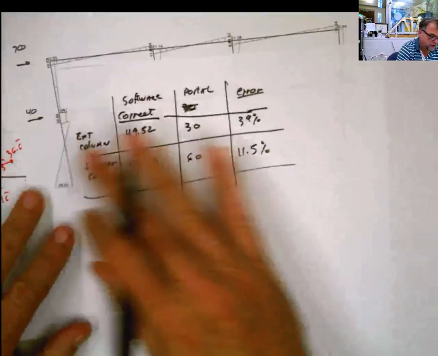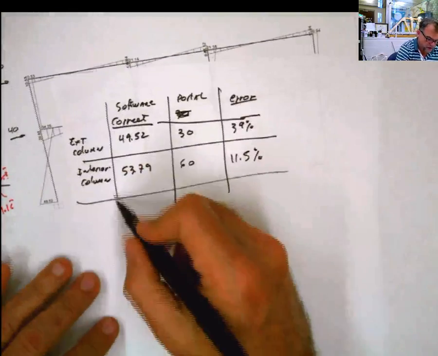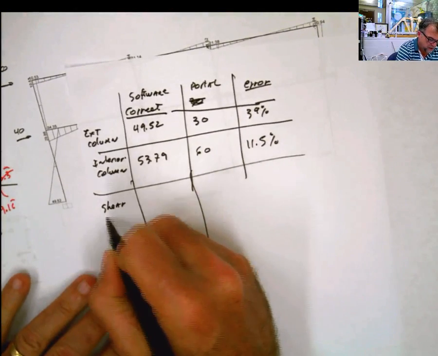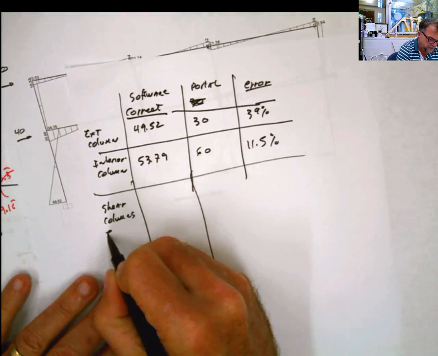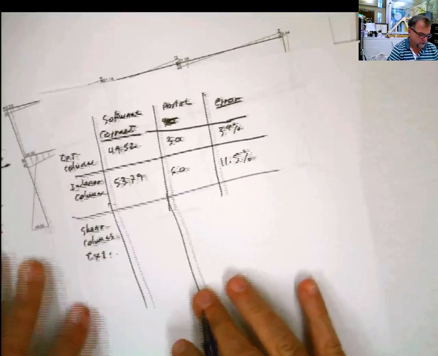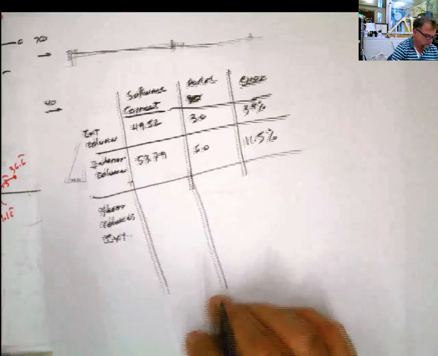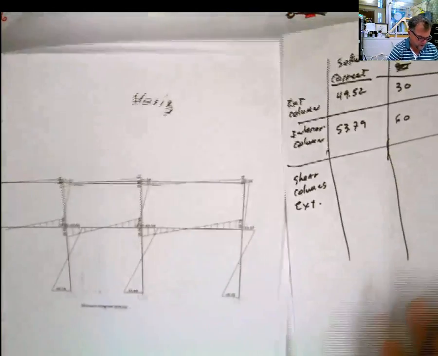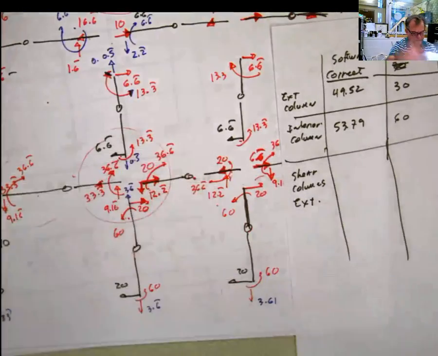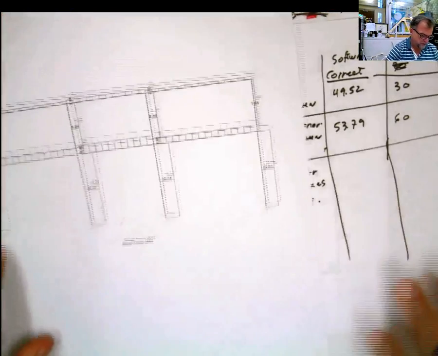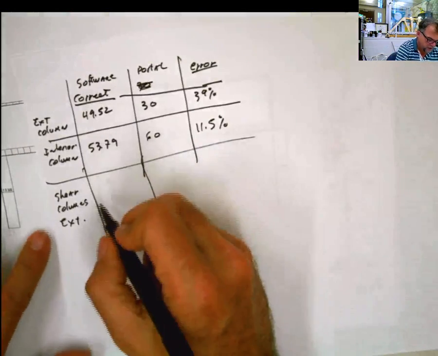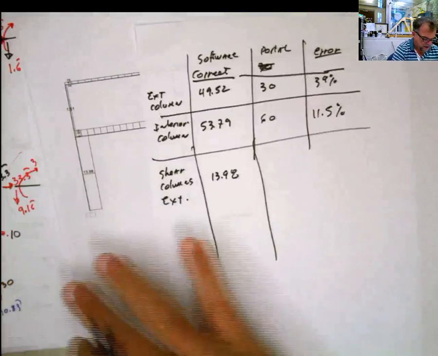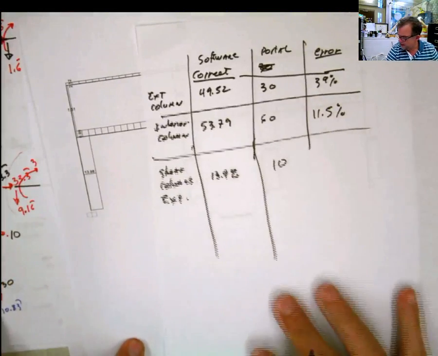Let's compare moment, of course. Oh, let's continue with columns and then say in shear, columns, exterior. If I use the shear in the columns in the exterior, for example, in this same one, what is the shear diagram here? 13.98 was the shear for that column, and in our problem we say that value was 10 here.